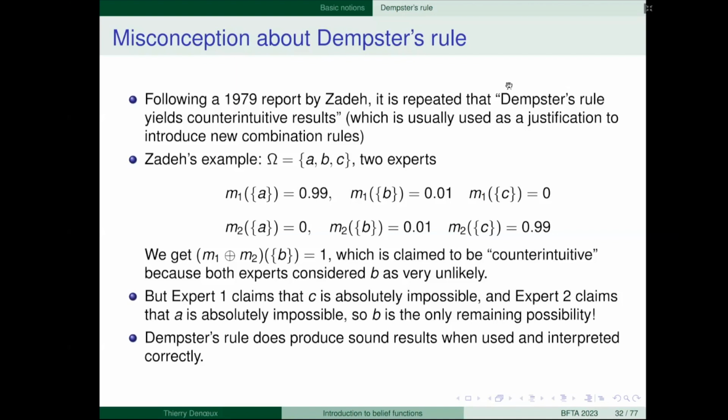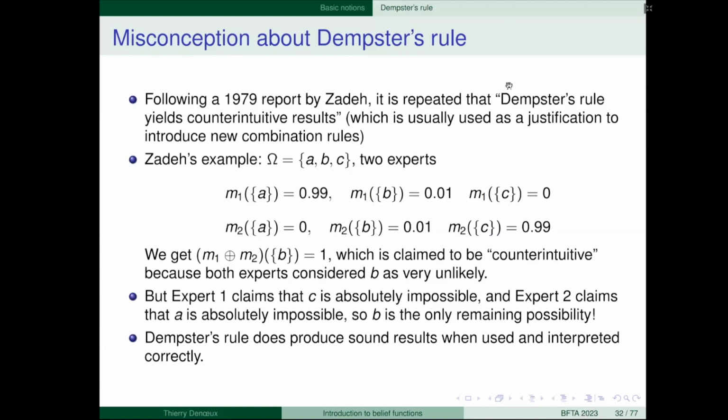And usually the next step is to introduce yet another rule, which is supposed to overcome this weakness of Dempster's rule, which is not intuitive. But if something is not intuitive for you, it may be just that you didn't understand, okay? You don't understand, so your intuition maybe is wrong. And I would argue here that this is the case.